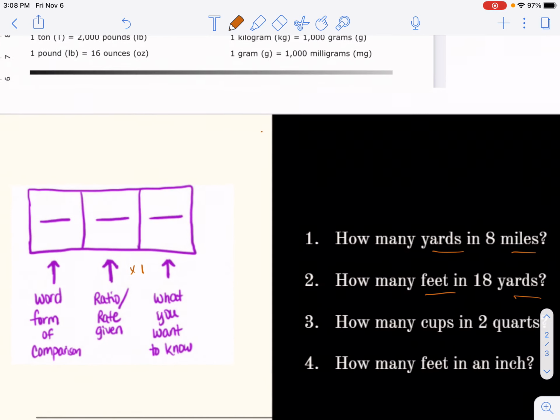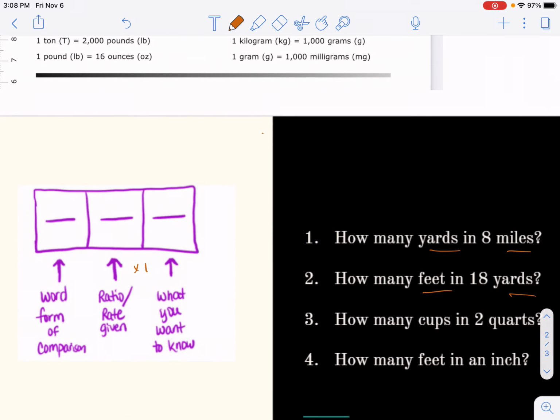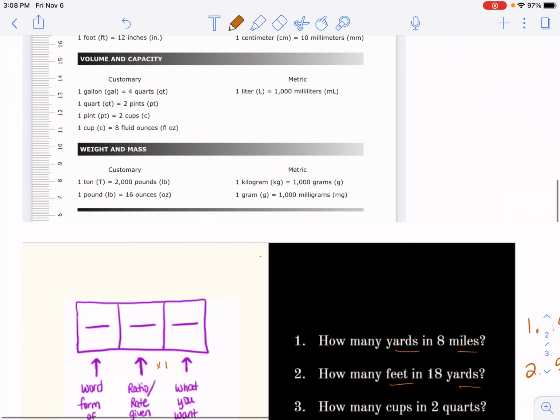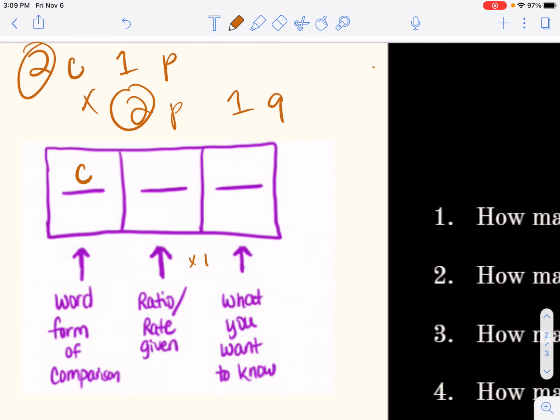Okay. Next one. Number 3 says, how many cups are in 2 quarts? So this time I have to do some thinking here. It doesn't tell me how many cups are in a quart, but I know that there are 2 cups in a pint. So if there are 2 cups in 1 pint, and there are 2 pints in 1 quart, I just have to multiply 2 times 2. So that tells me that if I have cups and quarts, there are 4 cups in 1 quart.